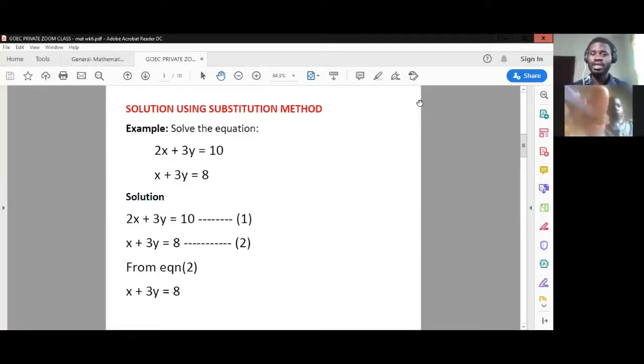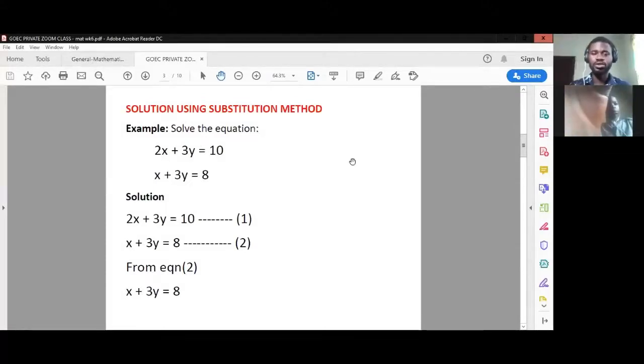Let's move on to how to use the substitution method to solve simultaneous linear equations. Now we have an example. We are going to consider an example. Solve the equations 2x plus 3y equals 10, x plus 3y equals 8. So this is a perfect example of simultaneous linear equations.